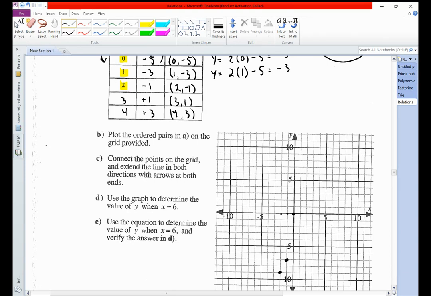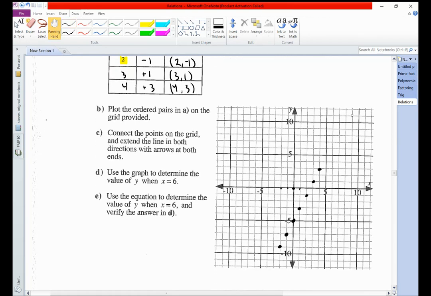And then we go to 0. So 0 on the x doesn't move. Down to -5, 1, -3. So we go to x is +1, but we still go down in the y to -3. And then 2, -1. And it looks like we have our relation there. I did 3 and +1 and 4 and +3.